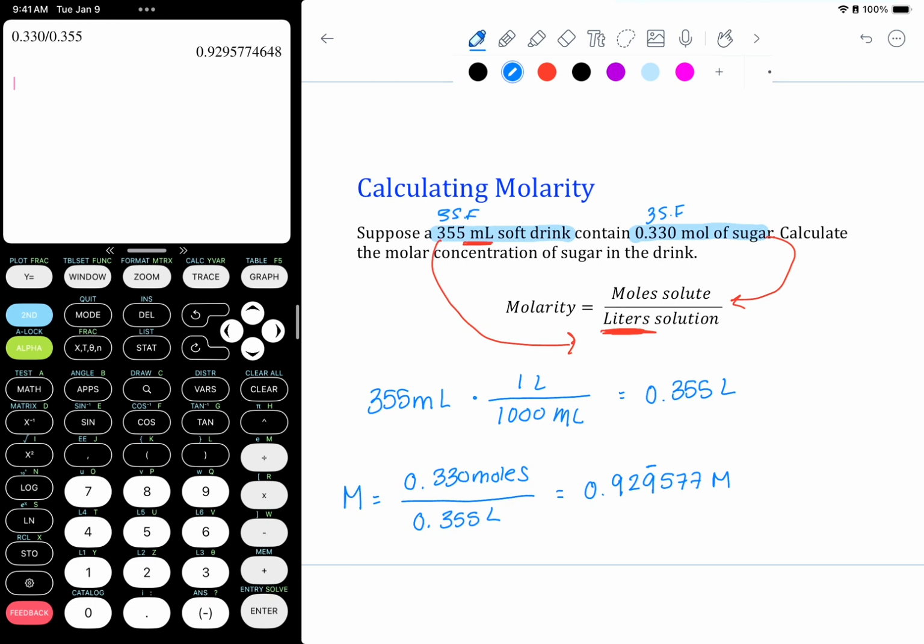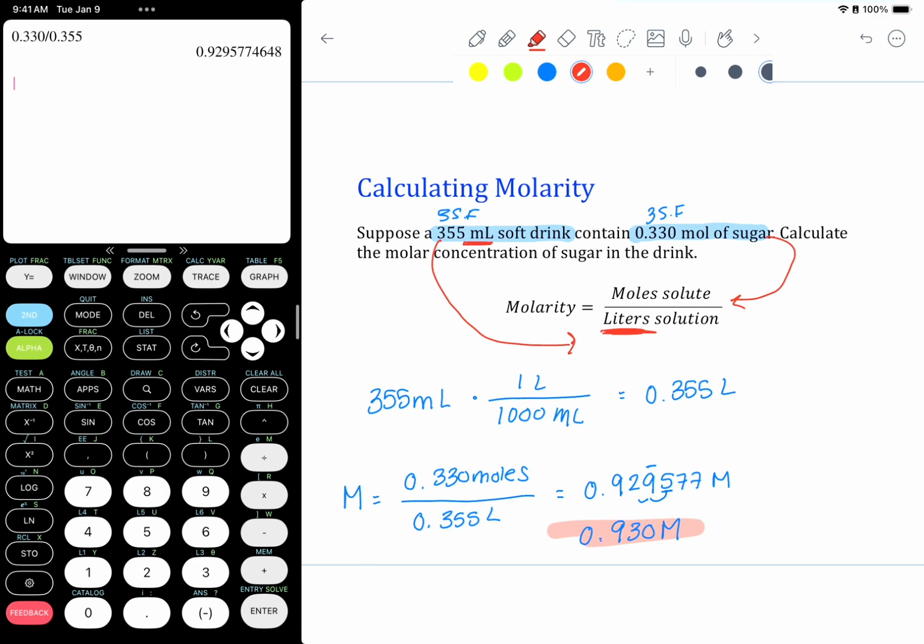Now we see that this 9 has a 5 after it. So that's going to cause that 9 to round up, which will round to then 10, which brings us over to the 2. So our final molarity is 0.930 molar. And that is going to be our final concentration.